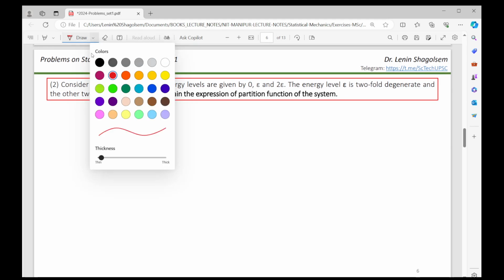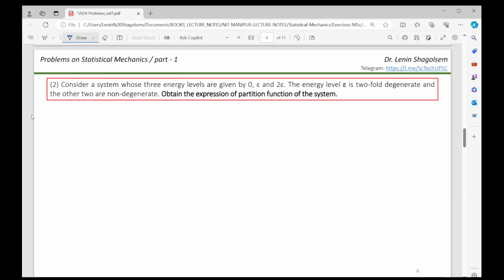So consider a system whose three energy levels are 0, epsilon and 2 epsilon. So we have a system having three energy levels, 0, epsilon and 2 epsilon. This is energy level 0, this is epsilon, and this is 2 epsilon. Now, it's also said that the energy level epsilon is twofold degenerate.